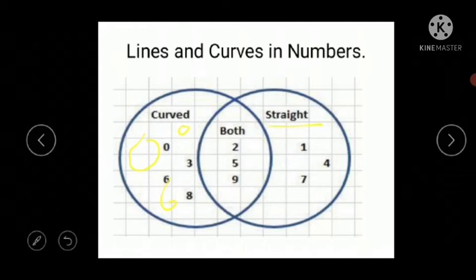See, in the number 2, we are using the curve and also the line. In 5 also, we are using straight lines and also curve. In 9 also, we are using curve and then straight line. So, both curve line and straight line together, we are writing these numbers.